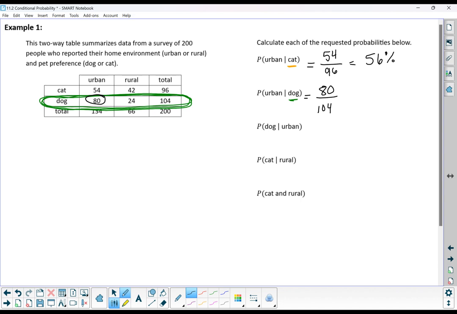And if we calculate that as a percentage, in your calculator, you can do 80 divided by 104. That gives you the decimal 0.77, so that is 77%.